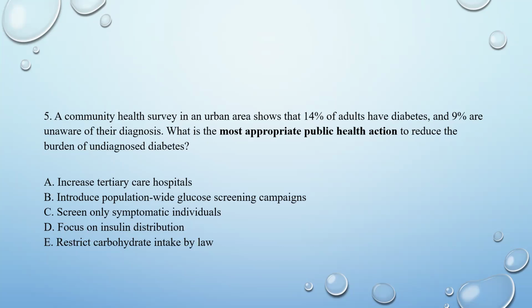5. A community health survey in an urban population shows that 14% of adults have diabetes and 9% are unaware of their diagnosis. What is the most appropriate public health action to reduce the burden of undiagnosed diabetes? A. Increase tertiary care hospitals. B. Introduce population-wide glucose screening campaigns. C. Screen only symptomatic individuals. D. Focus on insulin distribution. E. Restrict carbohydrate intake by law. Charlie. No, B is the right answer. Introduce population-wide glucose screening campaigns.